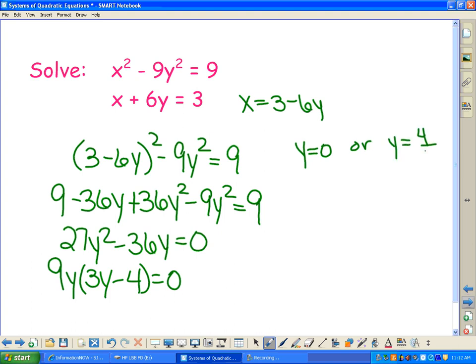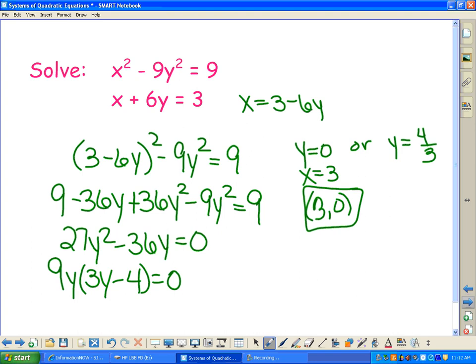4 over 3. Now, I would suggest that you write out two separate stages at this point because you need to find the x-coordinate that goes with each of these. And to do that, just go back to the easiest, because if y is 0, then x must be 3. So there's one ordered pair, 3 comma 0. There's one point of intersection.